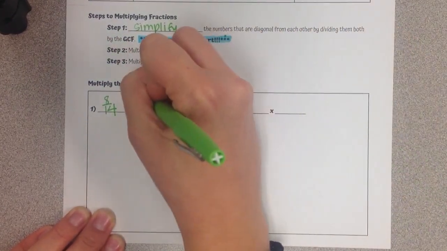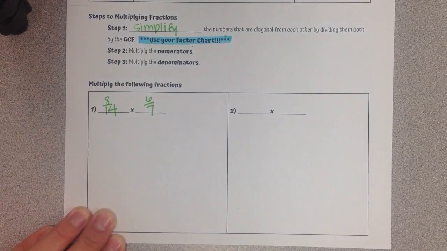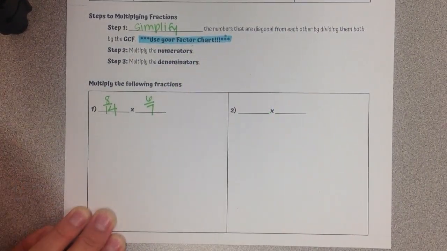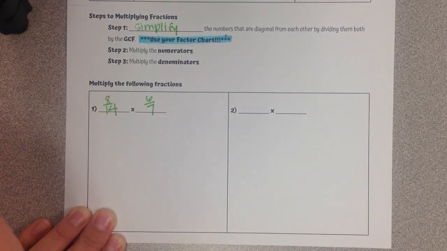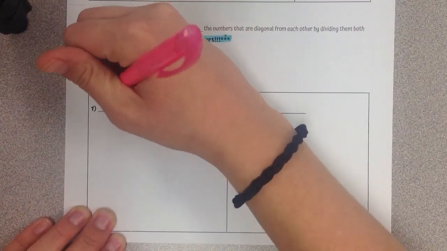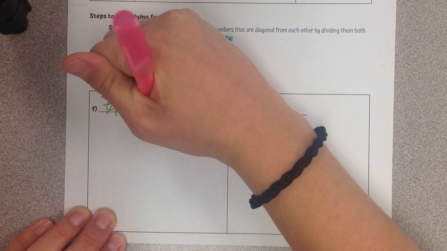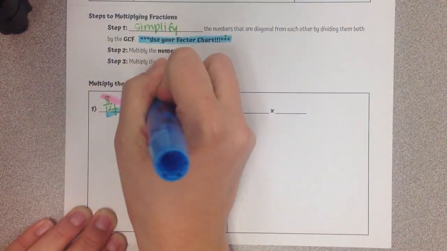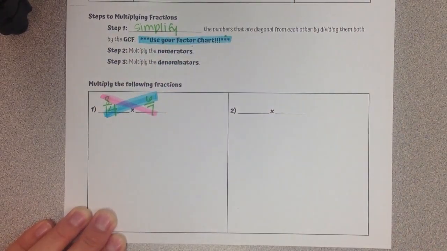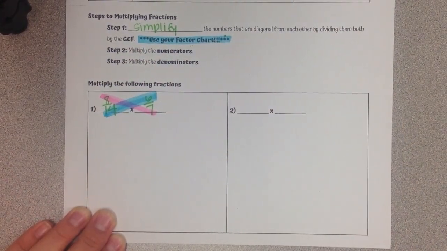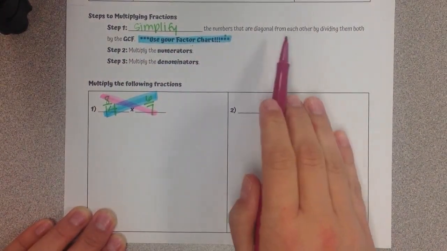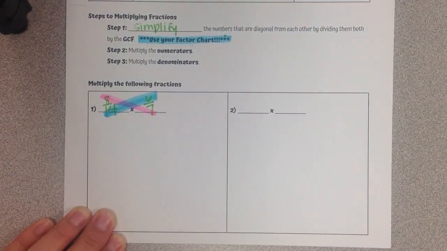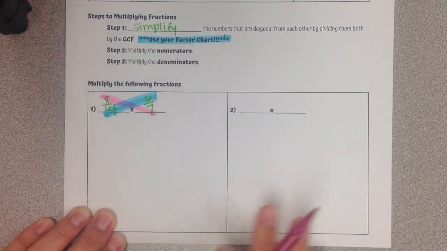8/14 times 6/7. Okay, so if you're simplifying first, what you need to do is highlight your numbers that are diagonal from each other. So I'm going to highlight my 8 and my 7 in pink, and I'm going to highlight my 14 and my 6 in blue. Okay, and then I am going to find the GCF of those numbers that are highlighted as a pair diagonally and divide by the GCF.